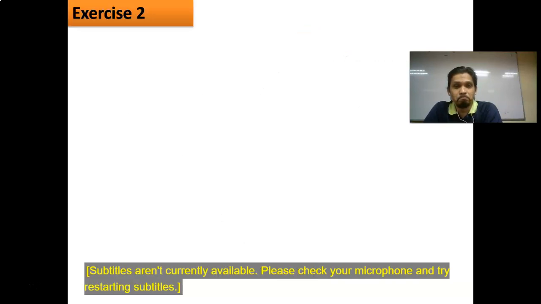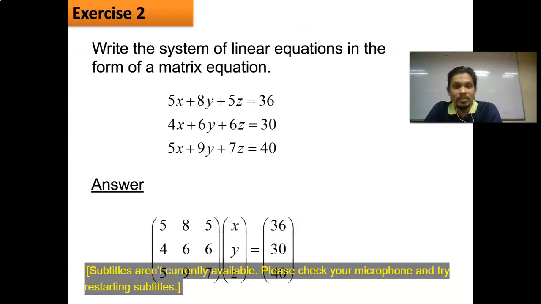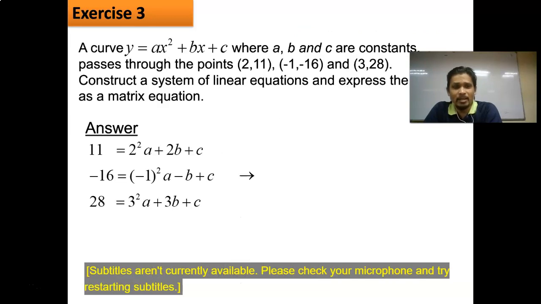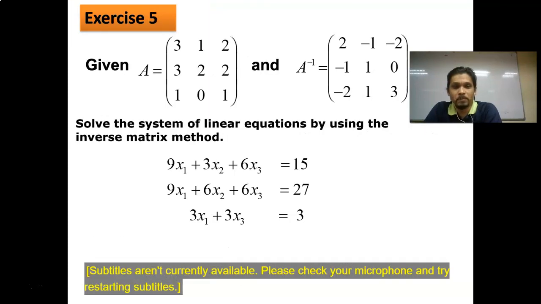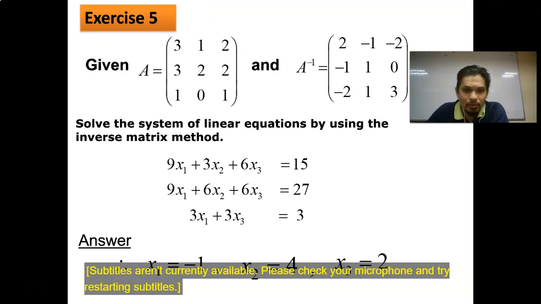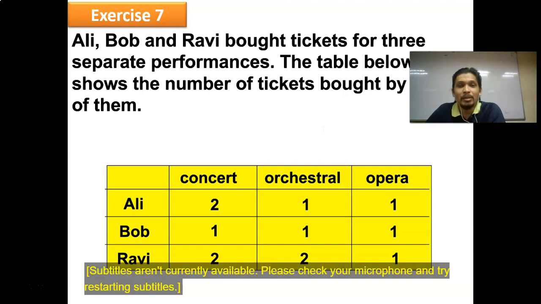So train yourself. The answer is x1 equals negative 1, x2 equals 4, and x3 equals 2. You may also solve this kind of situation, to see how much the price per ticket is for every single event.